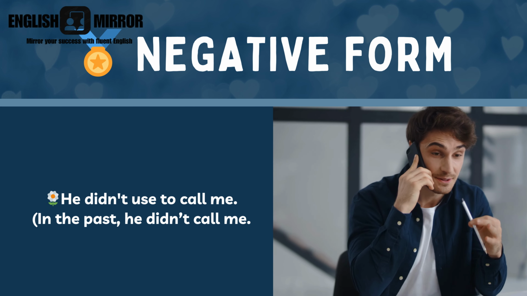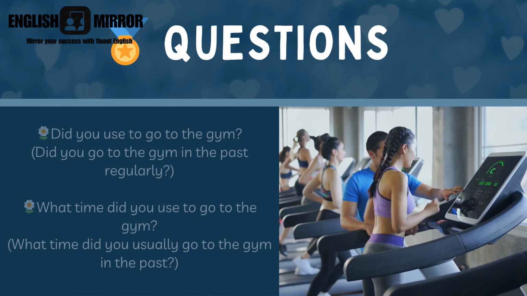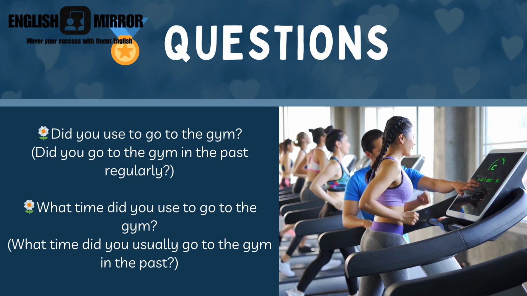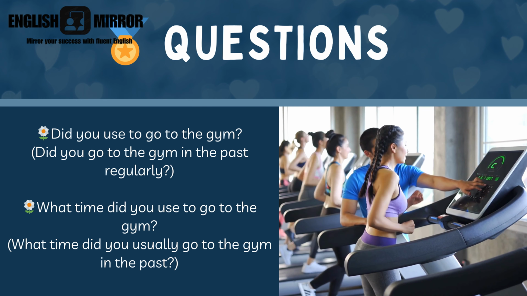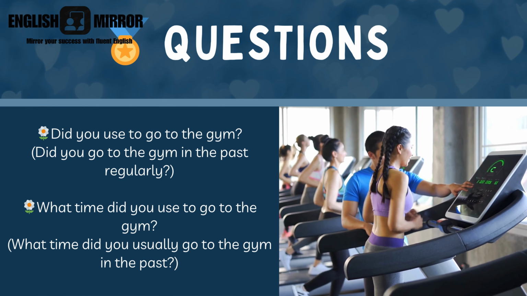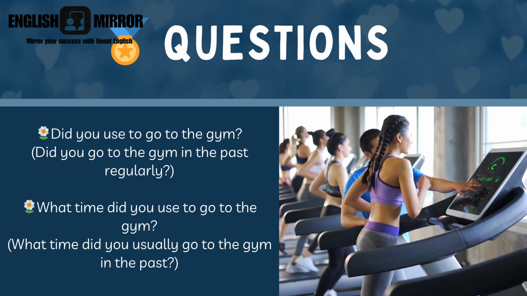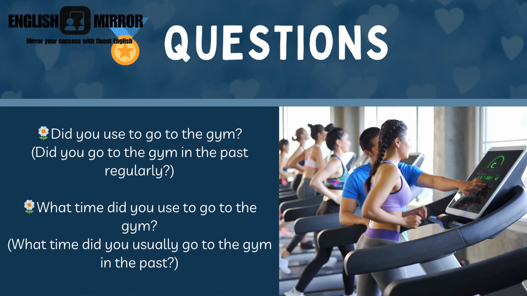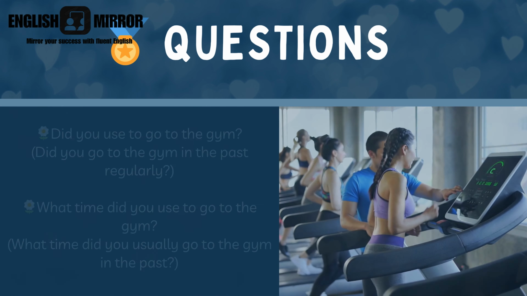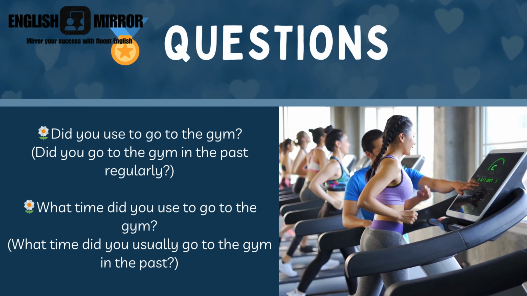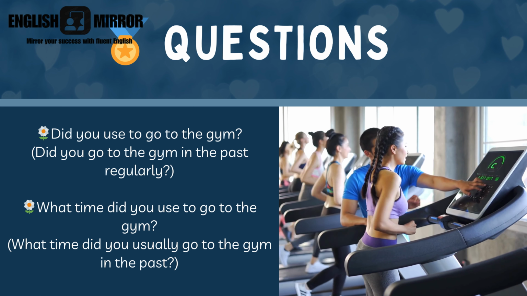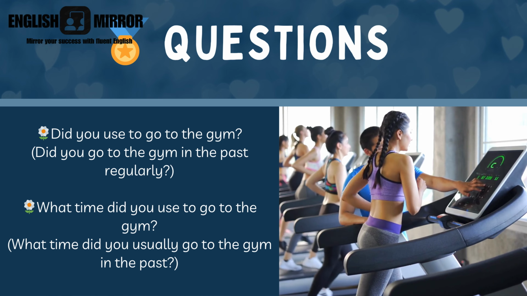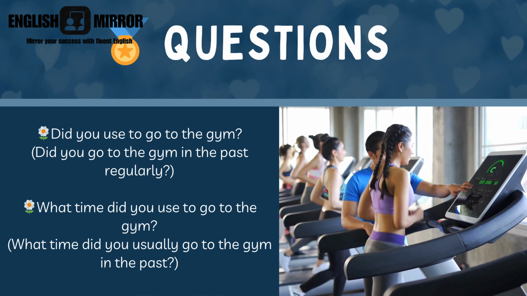And now we can look into how we can frame questions using this particular usage "used to". See the first example. "Did you use to go to the gym?" That means did you go to the gym regularly in the past? When I am meeting a girl who is my friend, I can ask her, did you use to go to the gym? That means were you attending the gym regularly earlier? Okay, that means a past action. We always use this particular usage with past actions only.